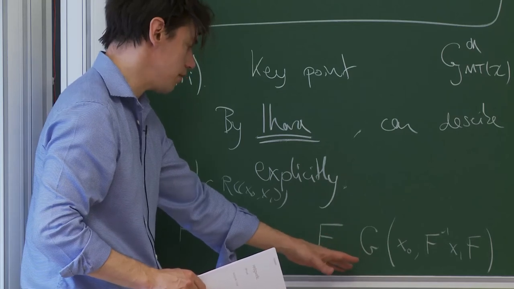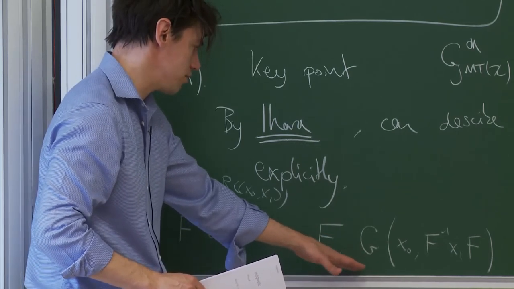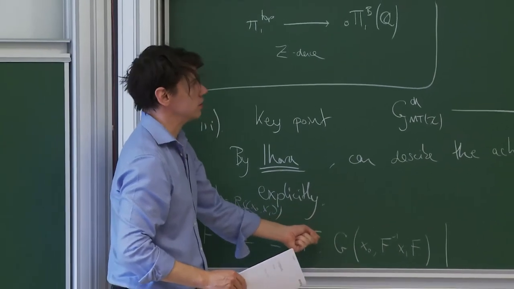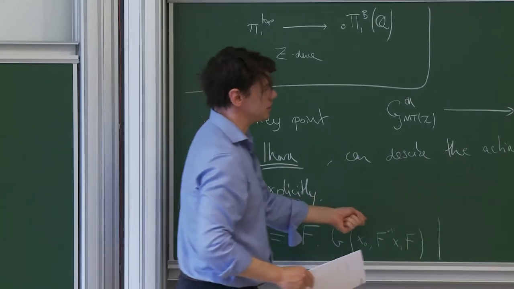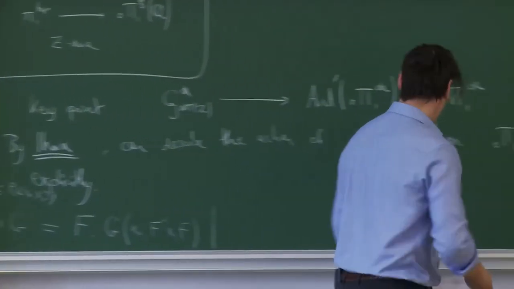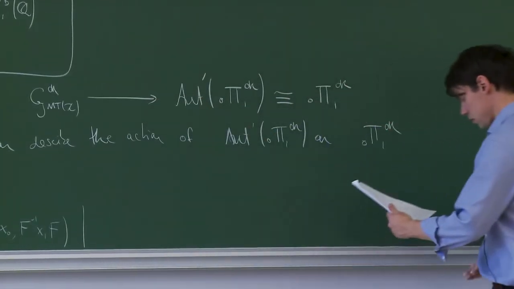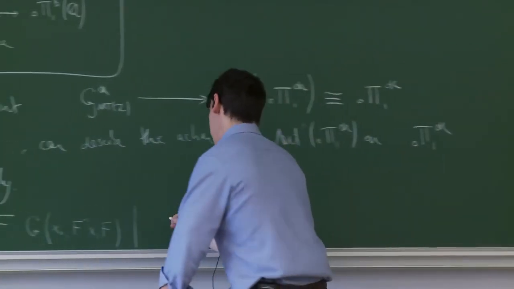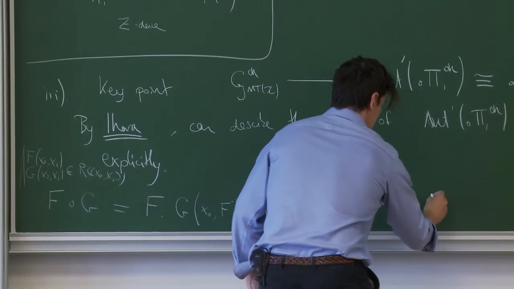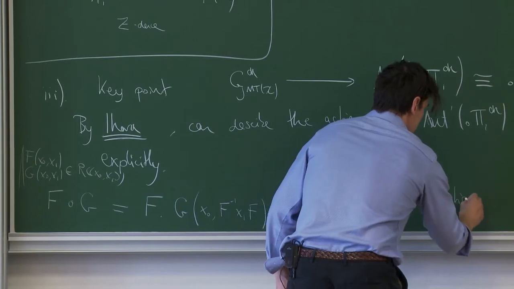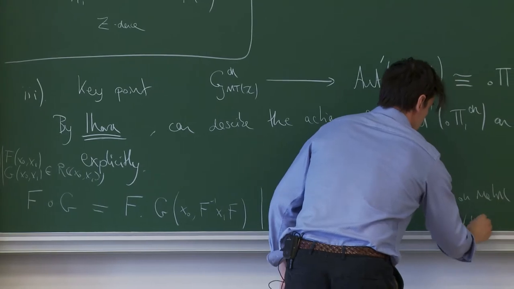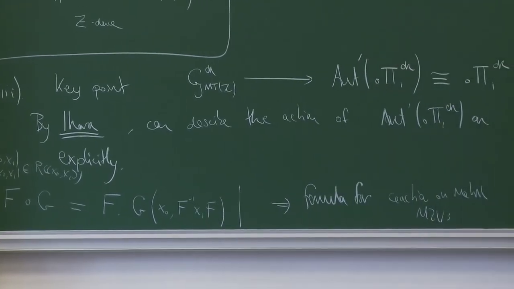This is explained in my lecture at the ICM proceedings. You dualize this, and you get a coaction formula for multiple zeta values, essentially motivic multiple zeta values. And we use that all the time. So really, the heart is understanding this group action. So this implies a formula for coaction on motivic MZVs. And you can really use this to compute.